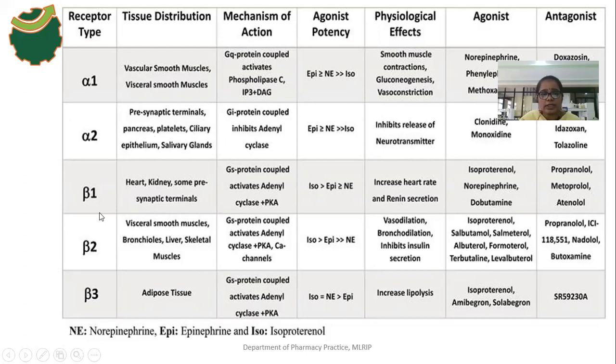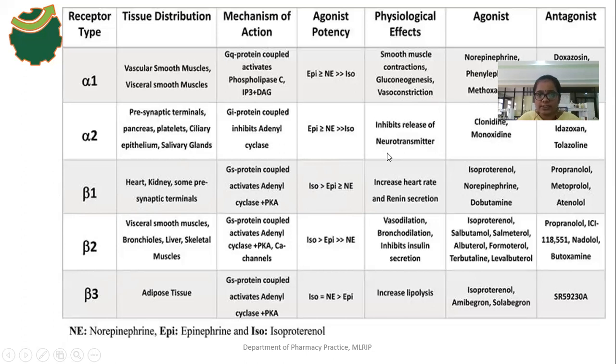Okay, so here we have beta 1, beta 2, and beta 3 receptors. Note down that isoprenaline is more sensitive to beta 1 and beta 2 receptors. Epinephrine is medium sensitive to beta 1 and beta 2 receptors, and norepinephrine has low sensitivity to beta 1 and beta 2 receptors.